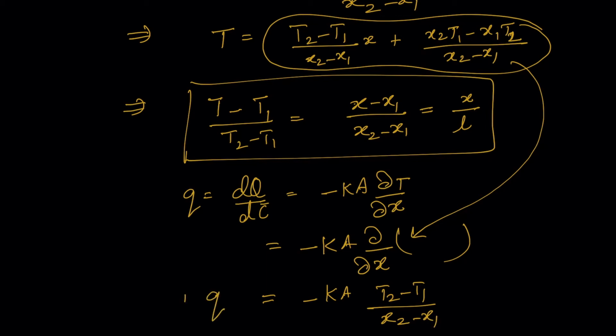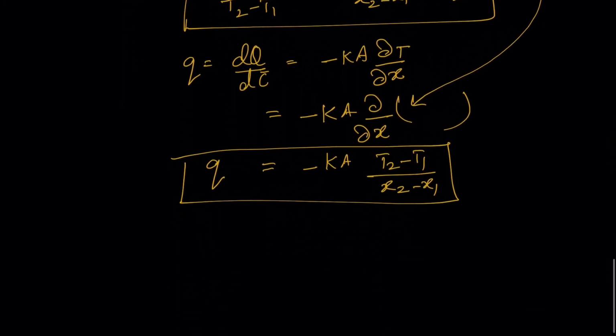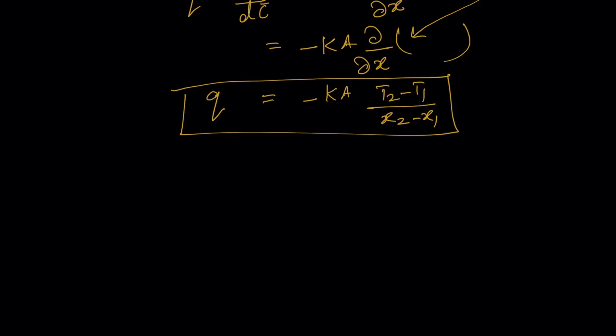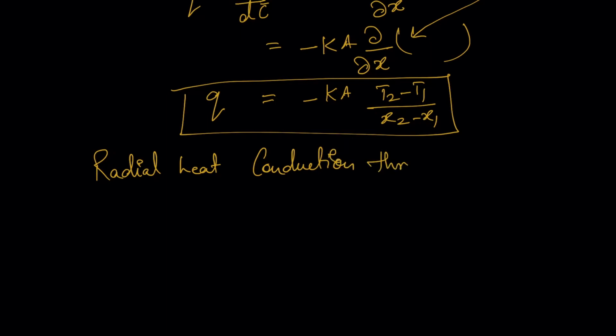So this is what we have learned also. Okay, so in a plane wall we can write like this: Q is equal to minus Ka T2 minus T1 divided by x2 minus x1. So this is for the plane wall. Okay, now we can derive for heat conduction in tubes, that is radial heat conduction through tubes.